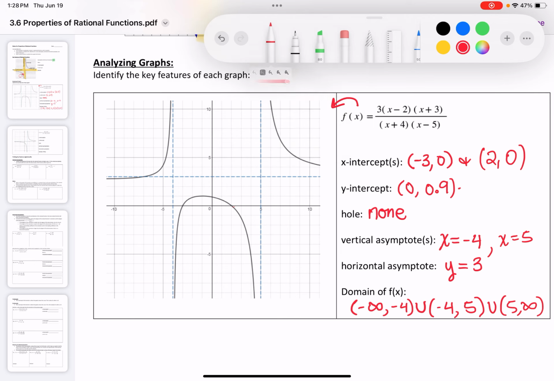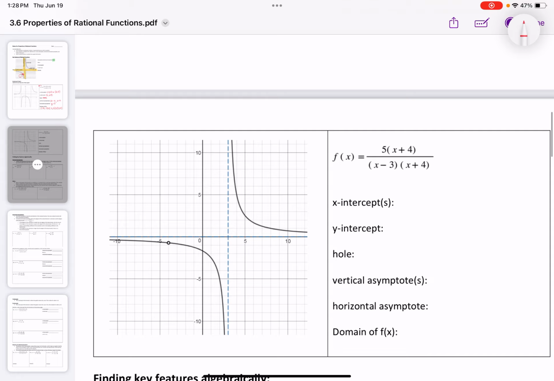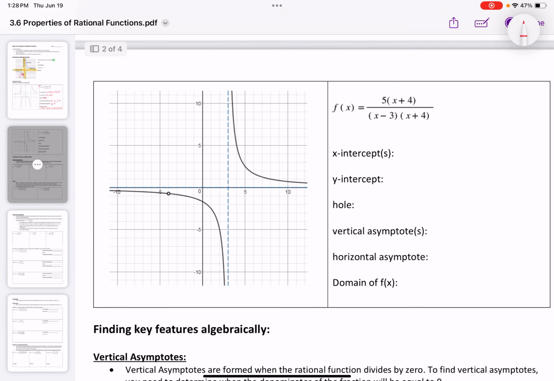So we are trying to find these key features graphically. There's a second graph for you to explore. If you will go ahead and pause the video, you can try these key features on your own, and then when you're ready, press play and we'll do them together, or you can check your work.